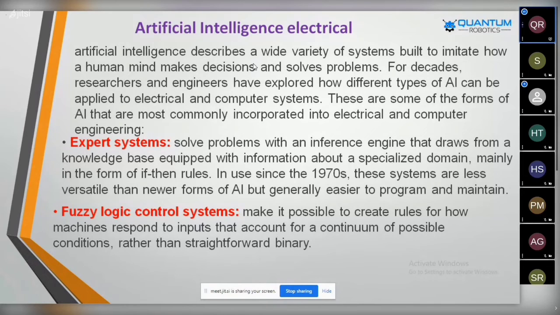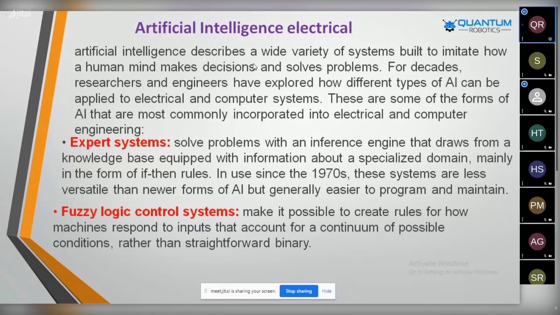Expert systems solve problems with an inference engine that draws from a knowledge base with information about a specialized domain, mainly in the form of if-then rules, in use since the 1970s. These systems are less sophisticated than newer forms of AI, but generally easier to program and maintain.